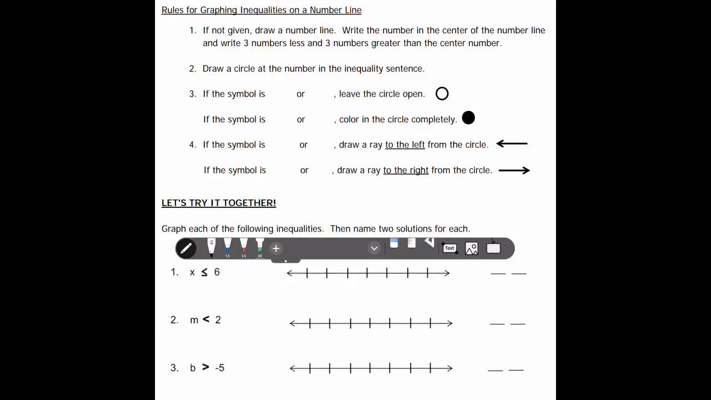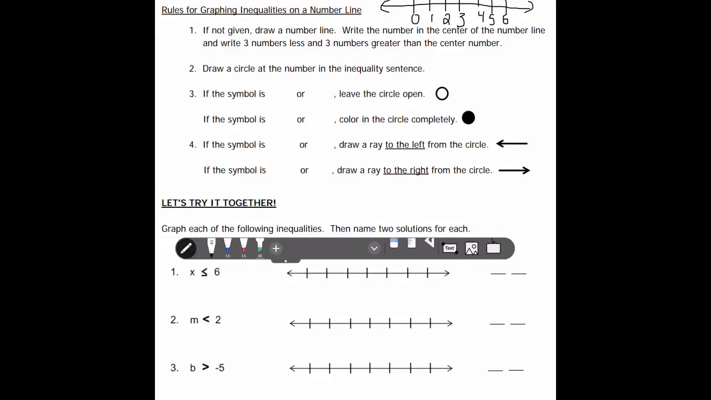Let's say you are asked to represent the inequality x is less than 3 on a number line. Well, we'd need to draw one. And the number that we're talking about in this example is 3. So that's the number that we're going to write in the center. 3. And we need to write 3 numbers less, 1, 2, 3, and 3 numbers greater than that center number. So if I label these numbers 4, 5, 6, 2, 1, 0, that is how we would do this on the number line.